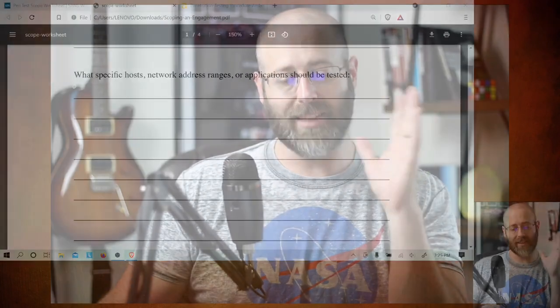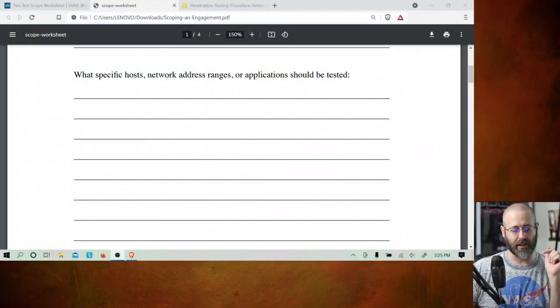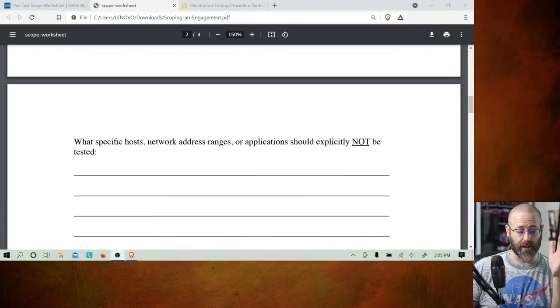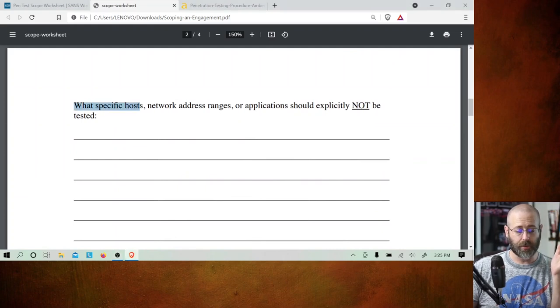All right, that said, off my soapbox, back into this. So that stuff's going there. What else do we got next? What specific hosts, network address ranges, or applications should explicitly not be tested? So kind of the anti-scope, right?